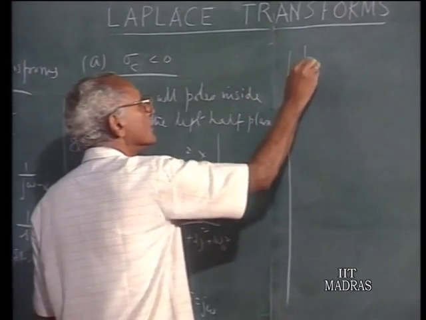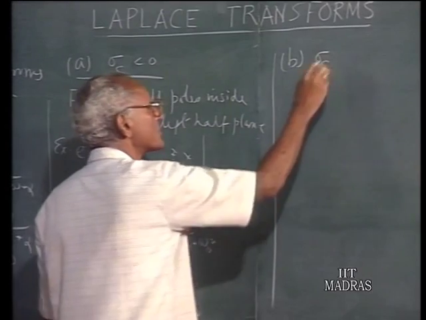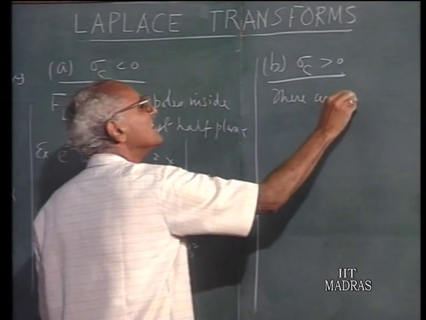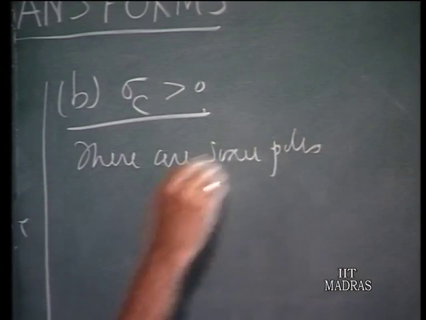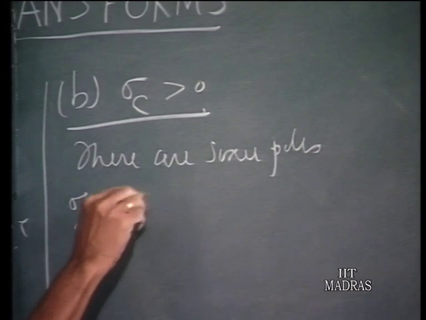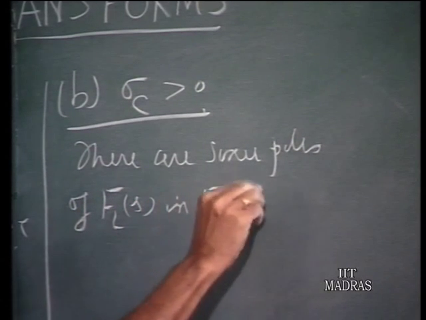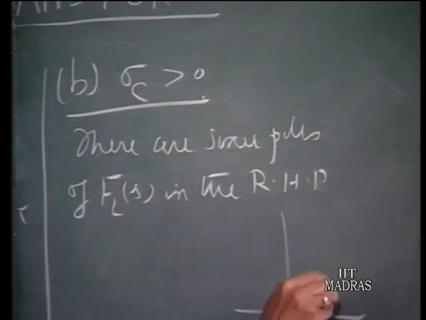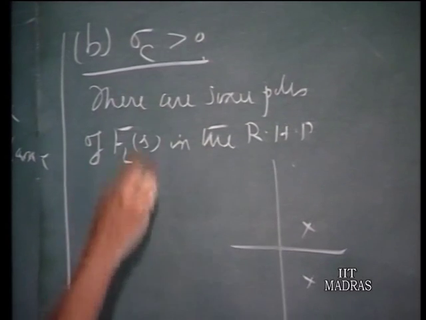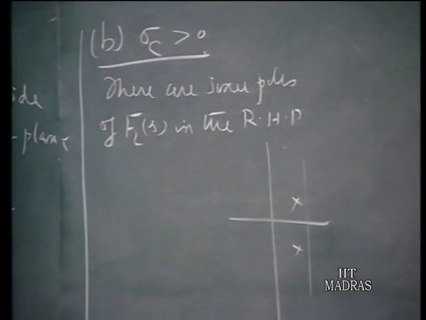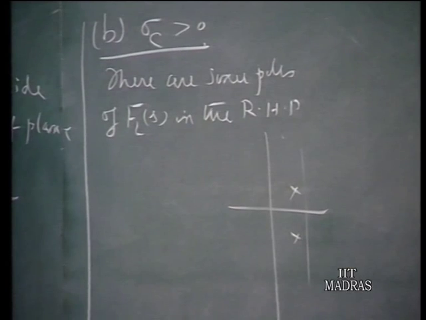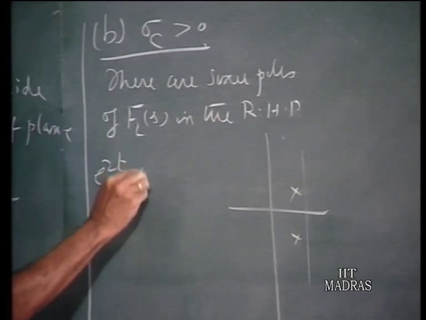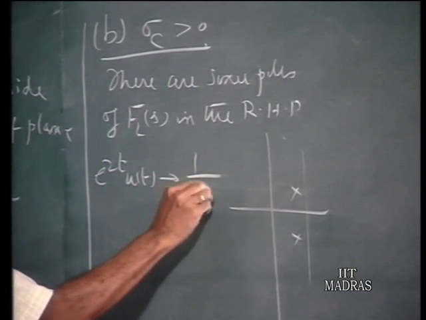Suppose I have the abscissa of convergence to be greater than 0. That means there are some poles in the Laplace transformation F L of s in the right half plane. So maybe you are having some poles here. That's why the abscissa of convergence is a positive number. An example of such a situation will be e to the power of 2t u(t), which will have the Laplace transform 1 over s minus 2.